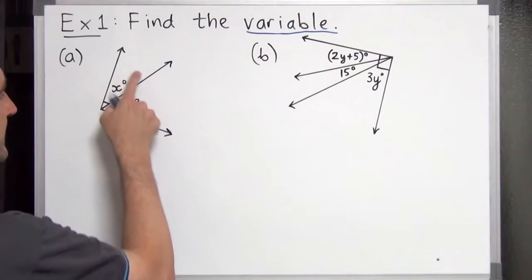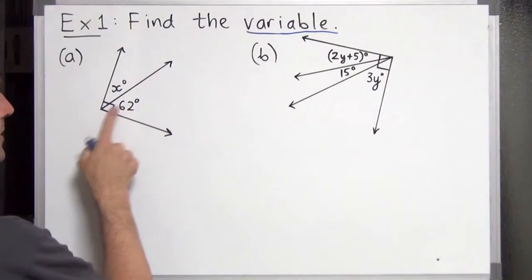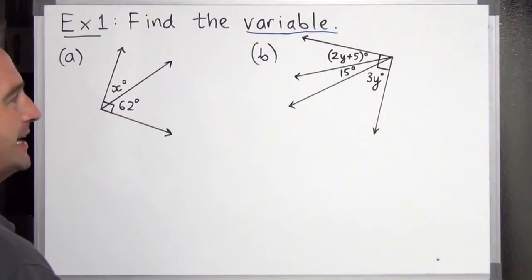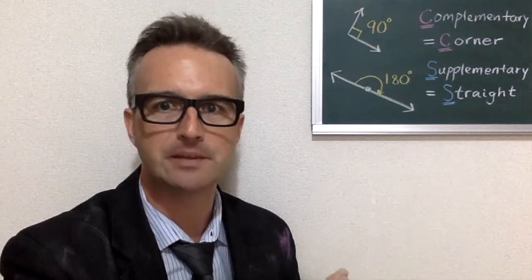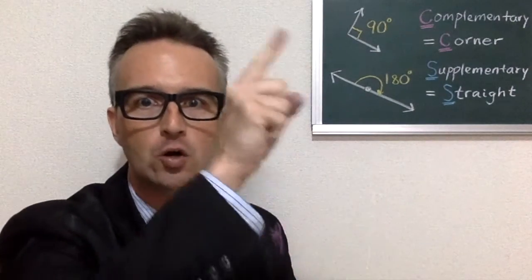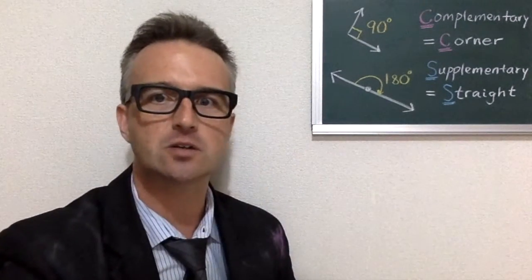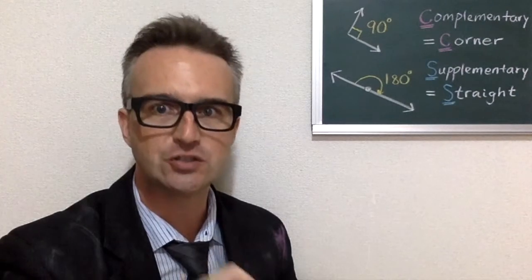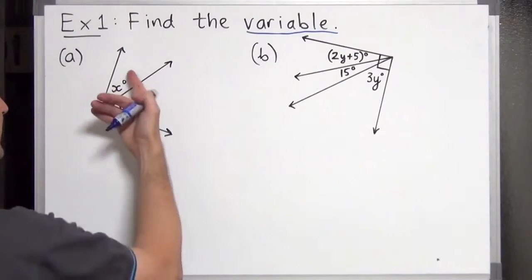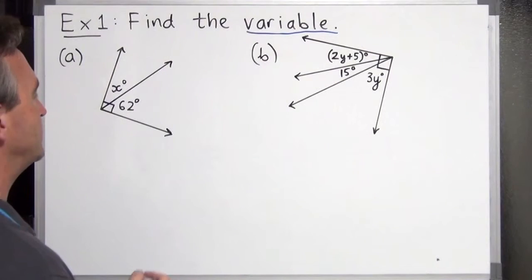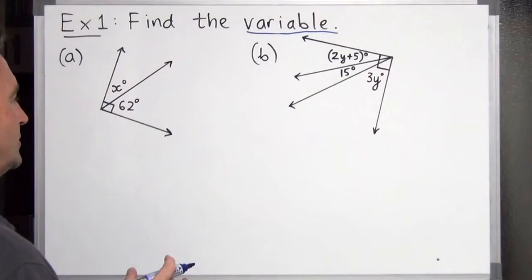Well, these two angles here form a right angle. They form a 90-degree angle, and we say they are complementary. That's not to be confused with supplementary. Remember, complementary, corner, 90 degrees. Looks like a corner. Supplementary, straight, 180 degrees, a straight line. So these two angles are complementary, which means if we add them together, they make 90 degrees total.